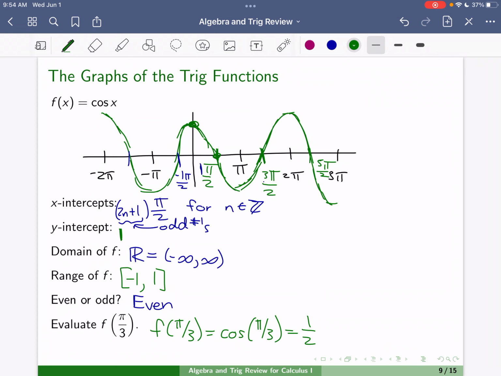Great. So in the next video, we're going to look at the graphs of tangent and secant and cosecant and cotangent. That's what we'll see in the next video.